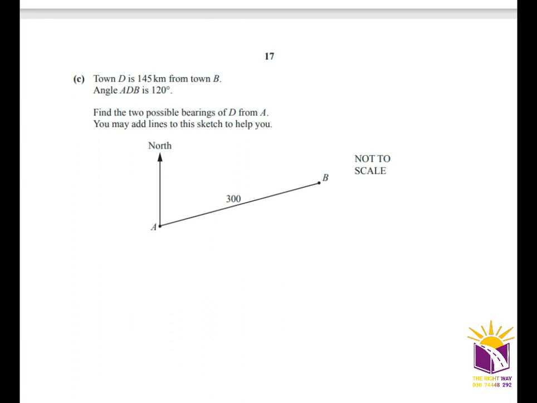Part C. Town D is 145 km from town B. Angle ADB is 120 degree. Find the two possible bearings of D from A. You may add lines to this sketch to help you. Now let's suppose D is on this side. So my triangle would be like this one, and as D is on this side and this angle is 120 degree, this side will be equal to 145. DB is 145 kilometer.